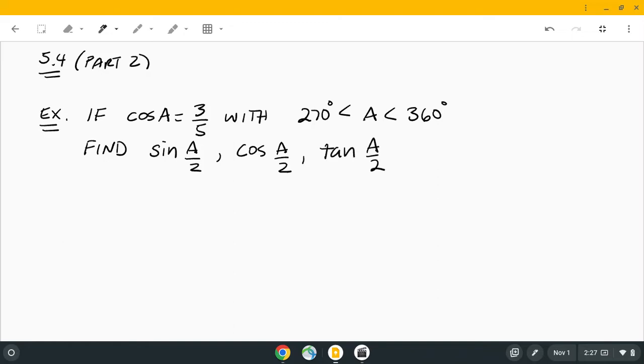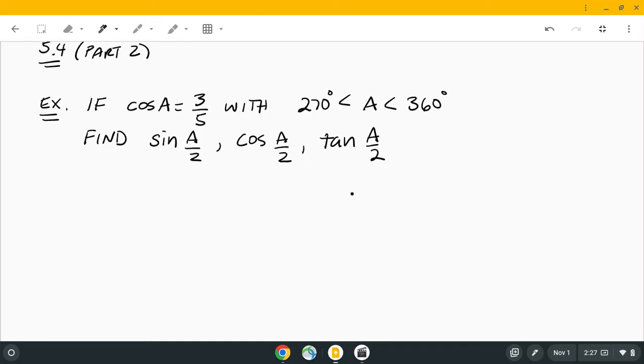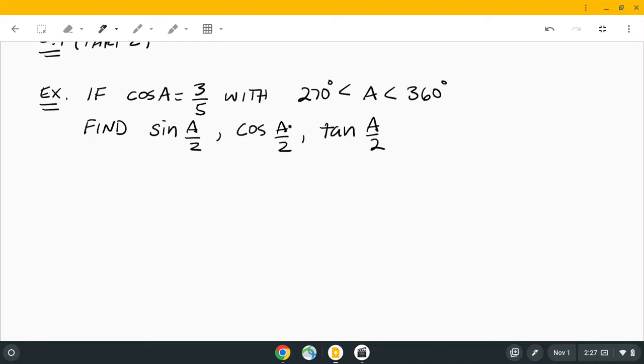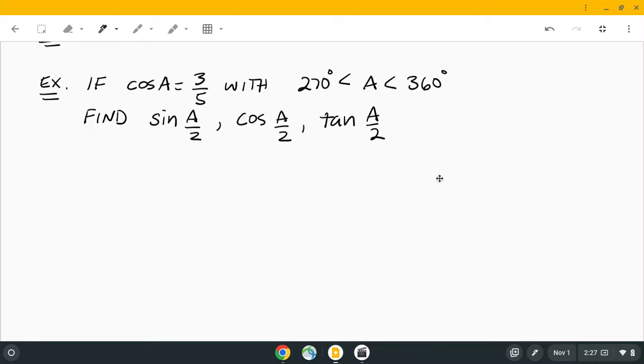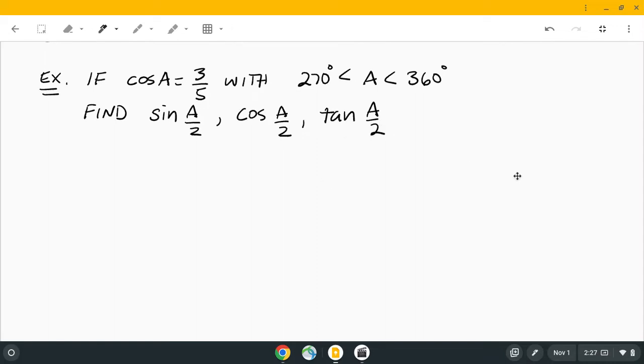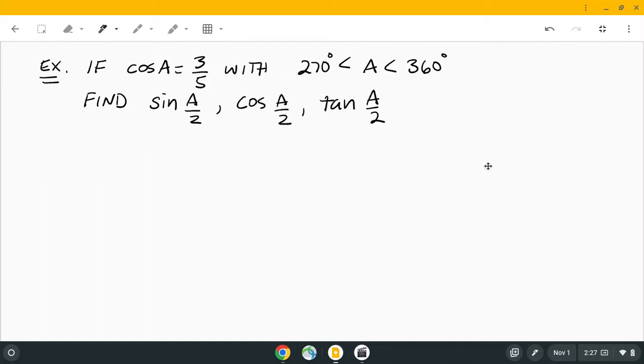We haven't gone over the formula for tangent A over 2, but if we know sine and we know cosine, we can use the fact that tangent is sine over cosine. So that's how we're going to do tangent A over 2. After this example, we'll take a look at the half angle formula for tangent, and then that will be it.